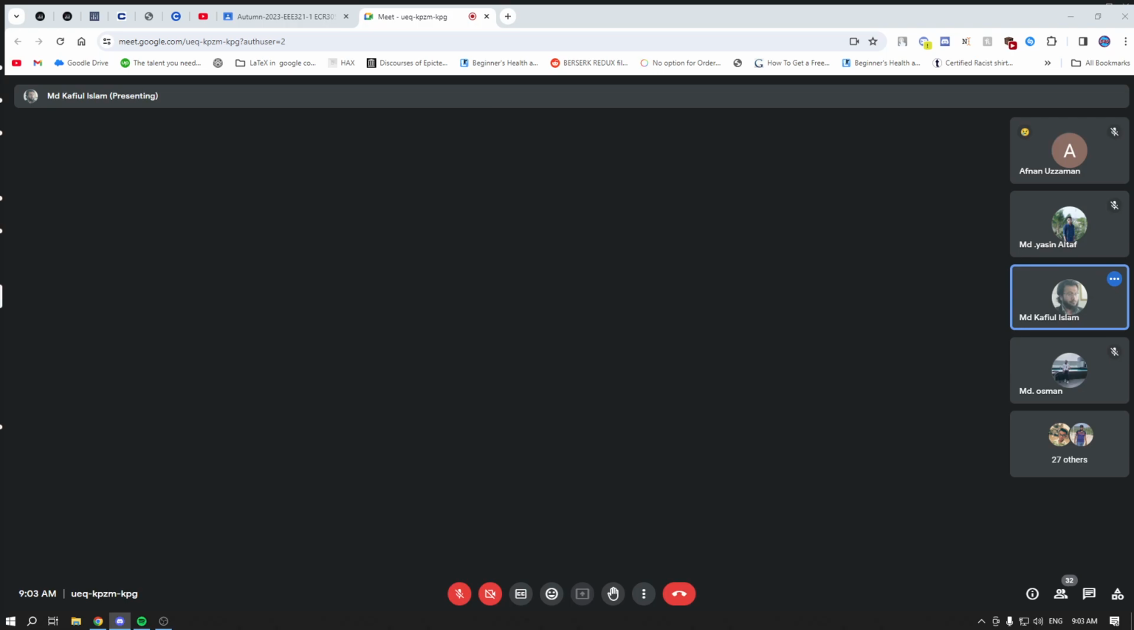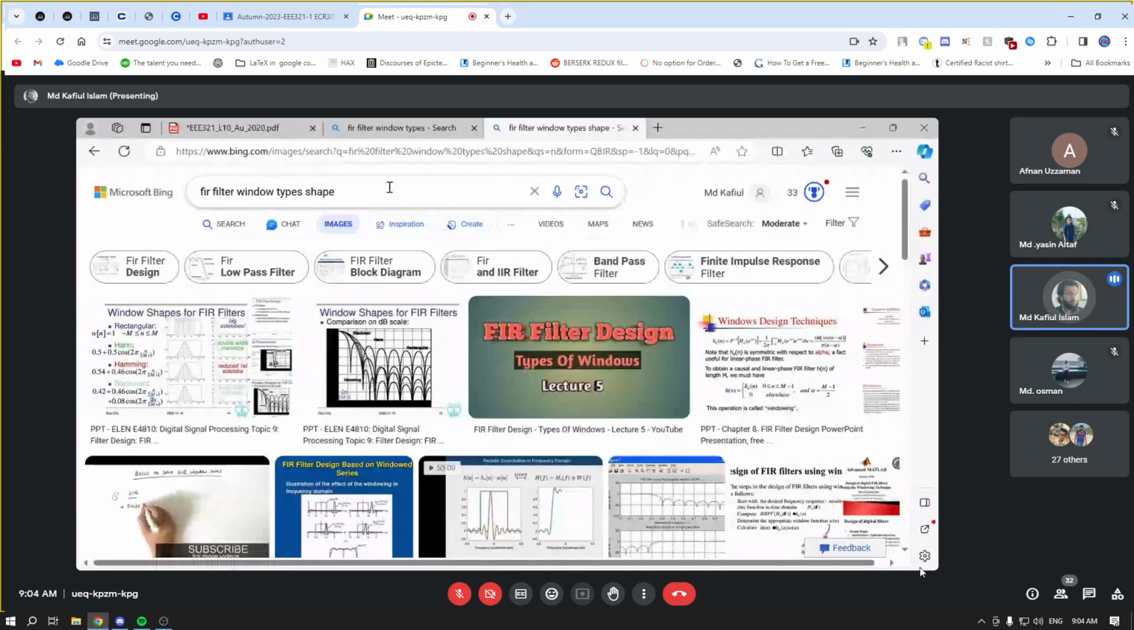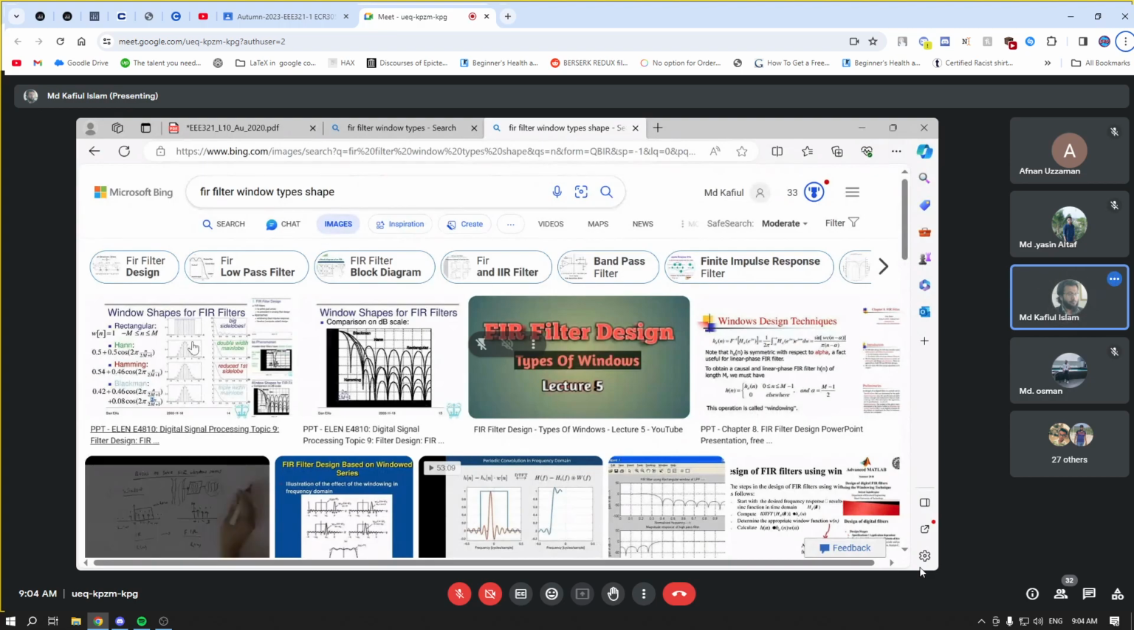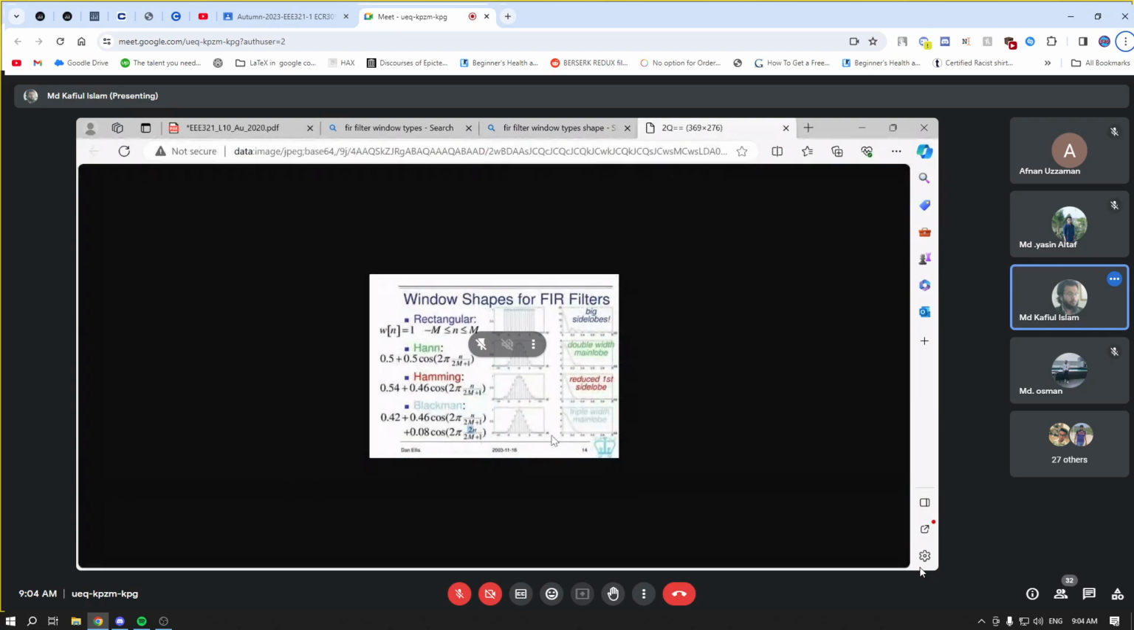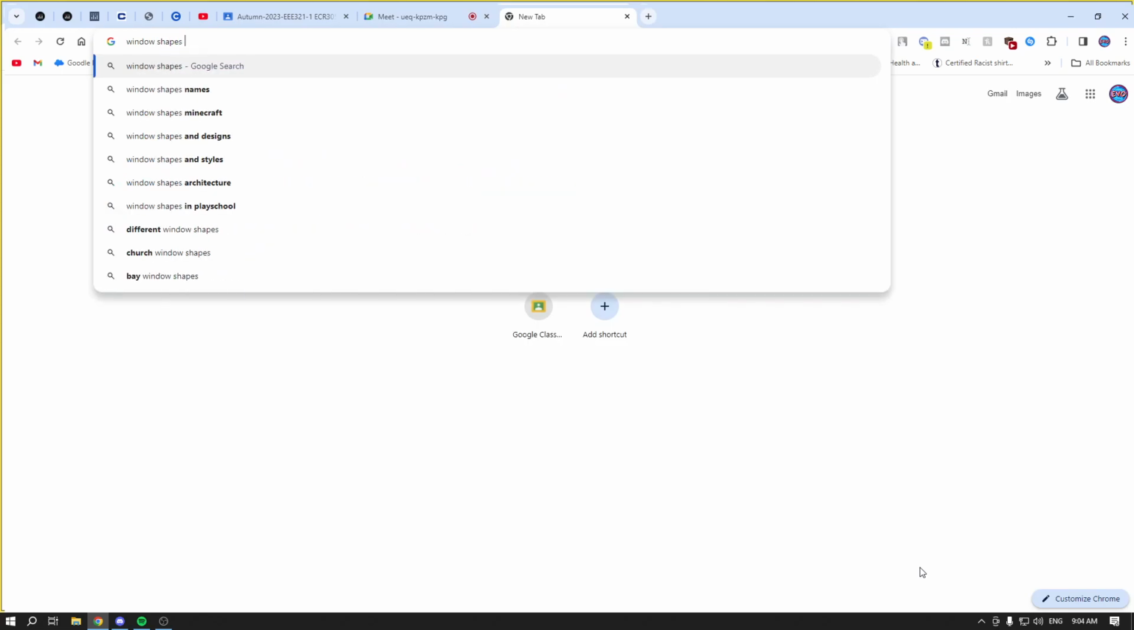One thing I want to show you, although it's not relevant, is that I have used this keyword to search for FIR filter window types, using Microsoft Bing. Can you see that? And what is the result that is coming out? So this is an example. I hope that you can see the different window types here.